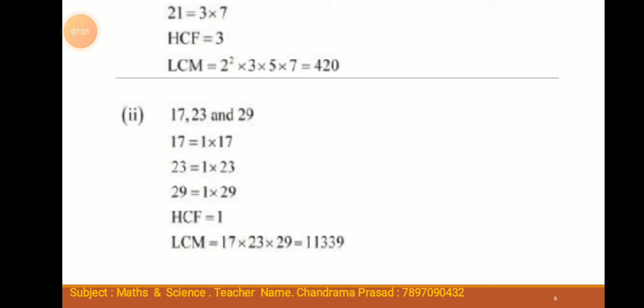Second, the given numbers are 17, 23 and 29. Now, the prime factorization of 17 equals 1 into 17, 23 equals 1 into 23, 29 equals 1 into 29. Therefore, HCF equals 1 and LCM equals 17 into 23 into 29 equals 11,339. This is the answer. Now, you can solve the third part yourself.